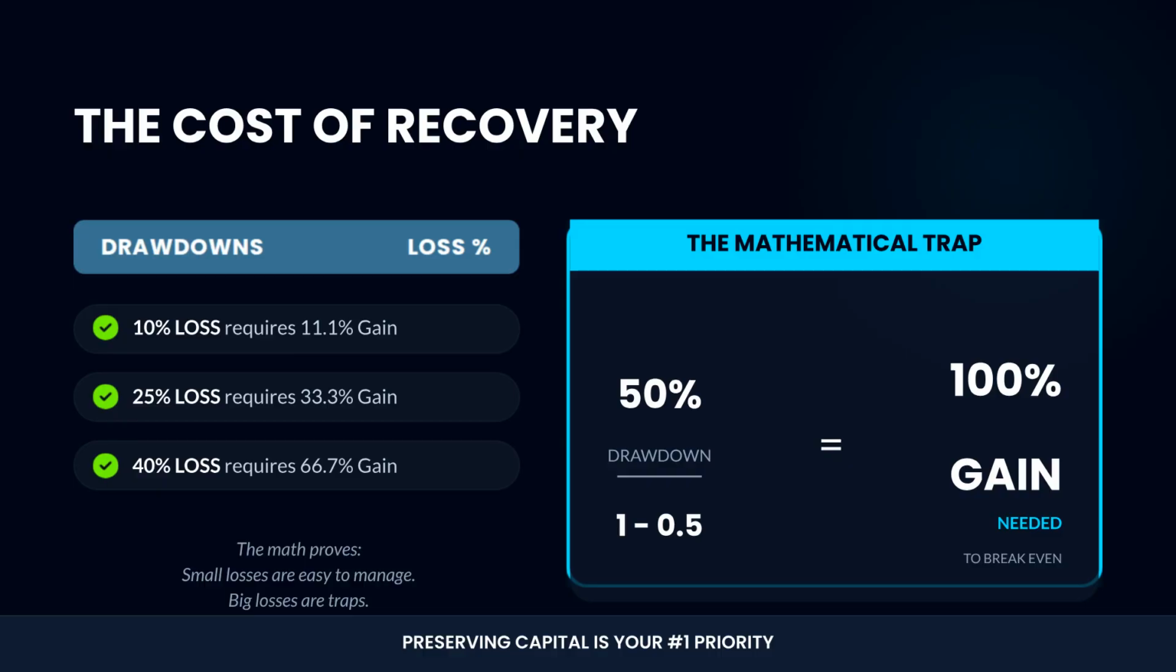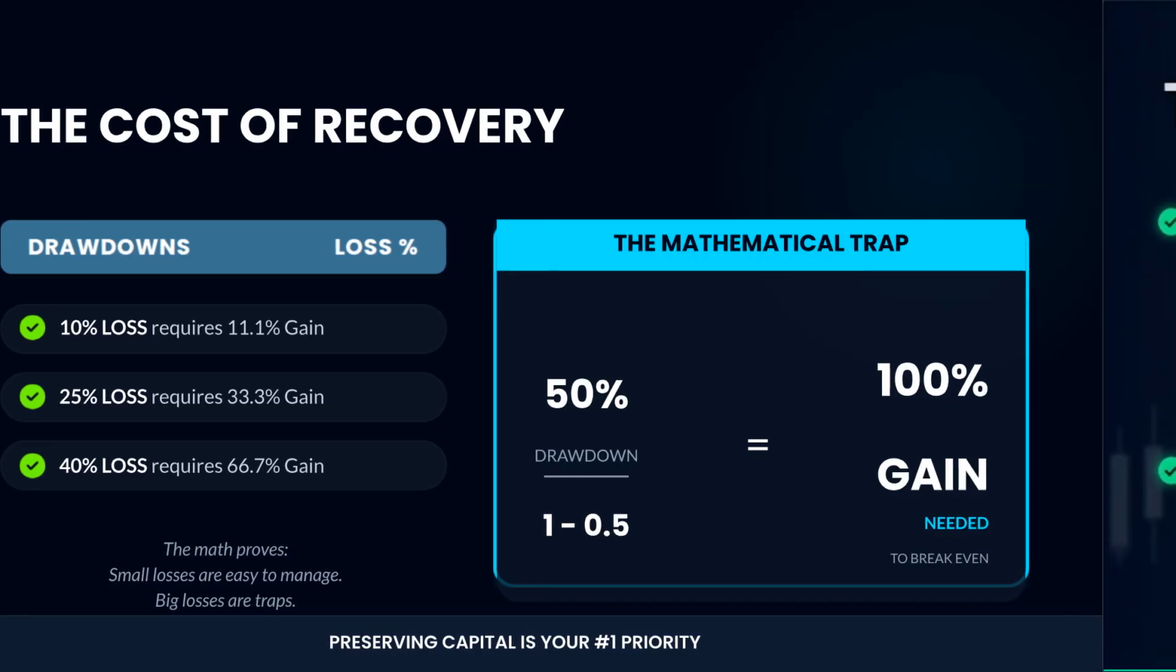Look at the mathematical trap on the right. If you suffer a 50% drawdown, you don't just need 50% to get back. You must earn a staggering 100% profit just to return to break even. This asymmetry is why small losses are easy to manage, but big losses are traps that can end your career. Always remember, preserving your capital is your #1 priority.